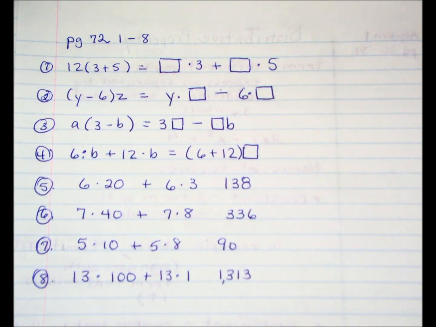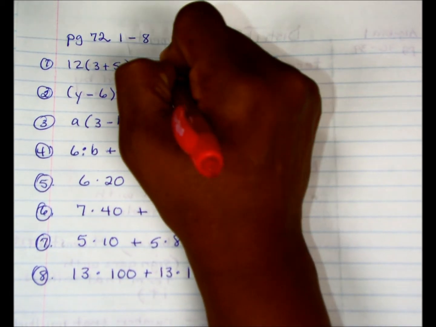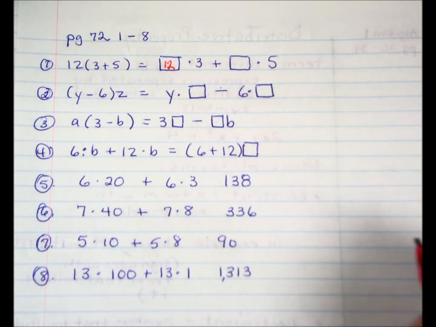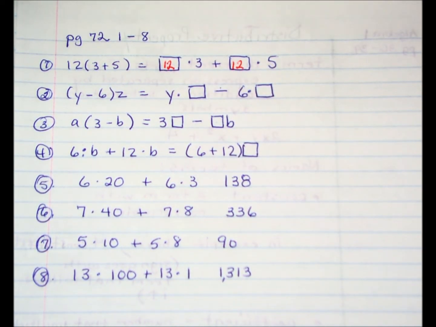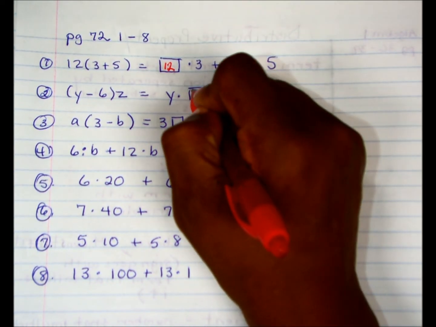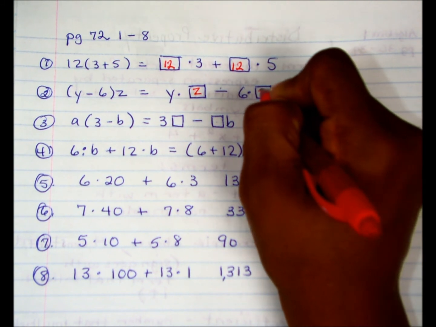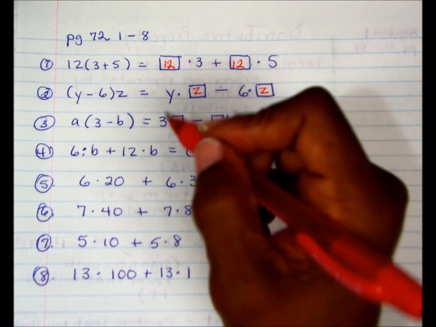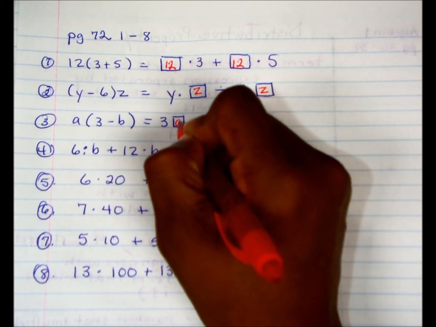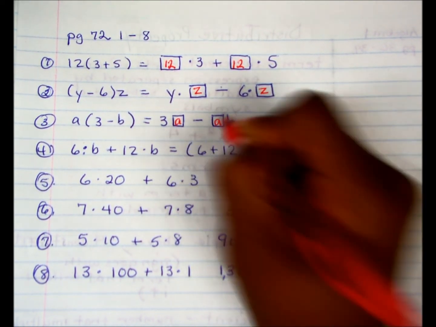Okay, let's check your work. Number 1 says 12 times 3 plus 5. So we distribute 12 times 3 and 12 times 5. Number 2, it is y minus 6 times z. So we would distribute y times z and 6 times z. In number 3, we have a times 3 minus b, so it'd be 3a minus ab.